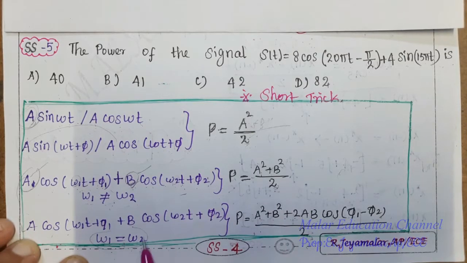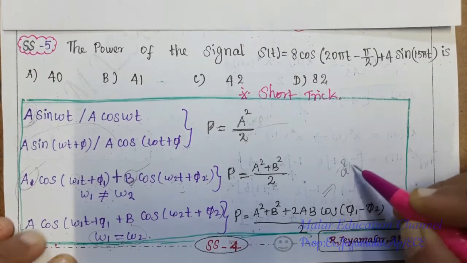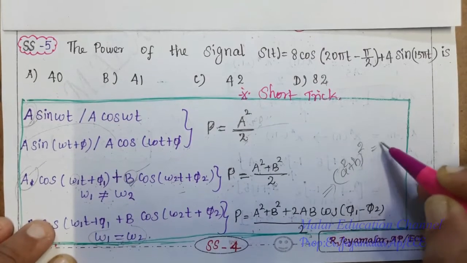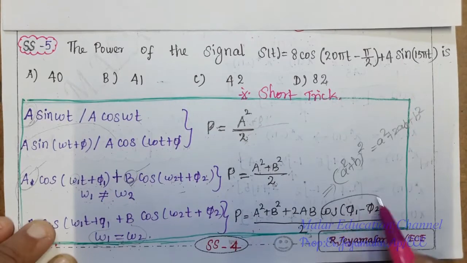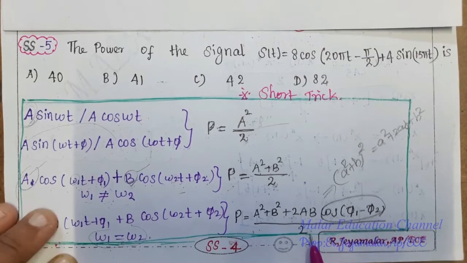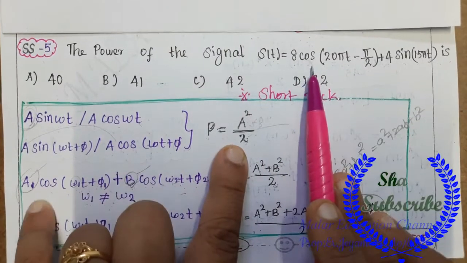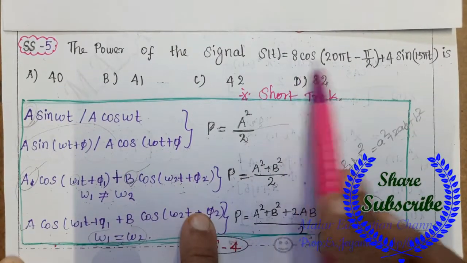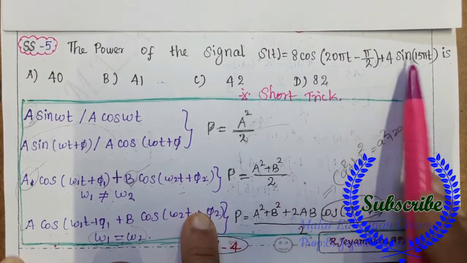Third one: if the angular frequencies omega 1 and omega 2 are equal, the formula comes from (A plus B) the whole square, that is A square plus 2AB plus B square. Here this is the additional term. So A square plus B square plus 2AB cos(pi 1 minus pi 2), divided by 2. In this problem, you have to refer to the first one, A square by 2 format, because here one is a cos term and here one is a sin term. You have to convert cos to sin or sin to cos.